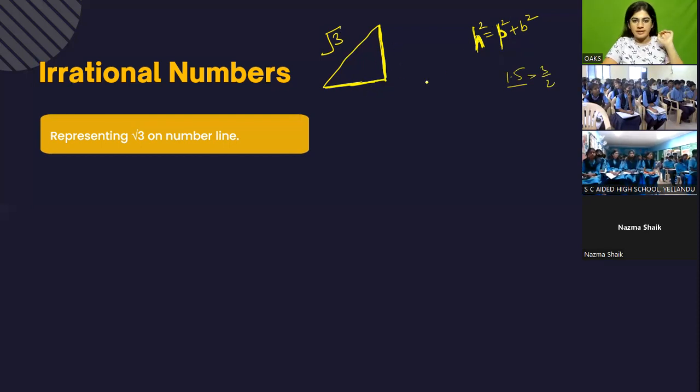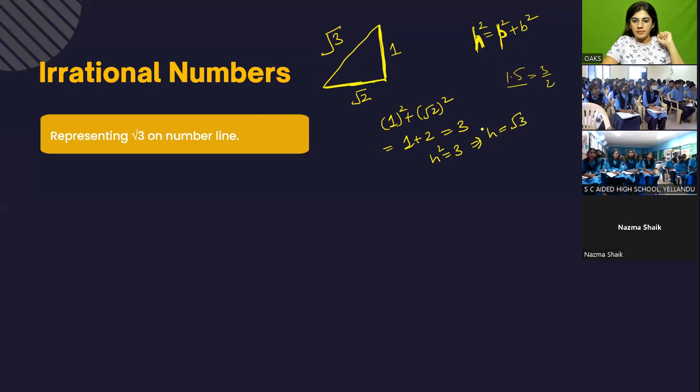Okay, let me tell you one thing. If I take root 2 as the base and 1 as the perpendicular distance, let's see whether this will work or not. I'll put p as 1, then b as root 2. I'll get 1 plus 2, that is equal to 3. So h square is equal to 3. This will give me h as root 3.